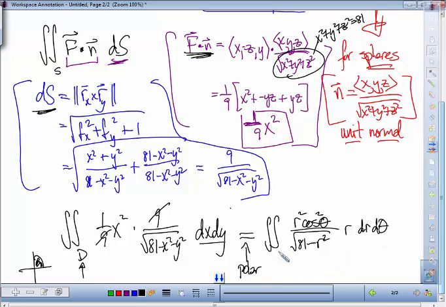And so the outer limits here are constants. How far does theta go? R goes from 0 to 9 because that's the radius, and my theta goes from 0 to pi over 2.